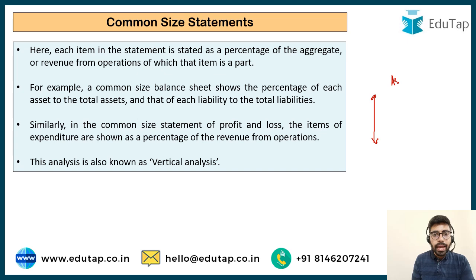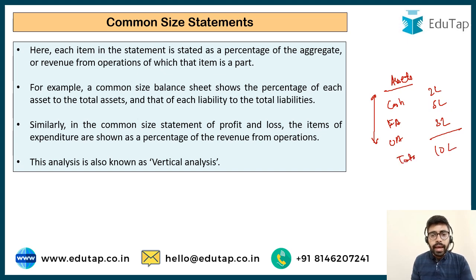For example, in the balance sheet, we have different assets. We have cash, we have fixed assets, we have other assets. So cash is 2 lakh, fixed assets are 5 lakh, and other assets are 3 lakh, and the total comes out to 10 lakh. So what we are doing, we are expressing the cash as a percentage of total assets at 20%, then 50%, then 30%, and the total is going to be 100%. So this is sort of a vertical analysis, and it is being done through the common size statements.